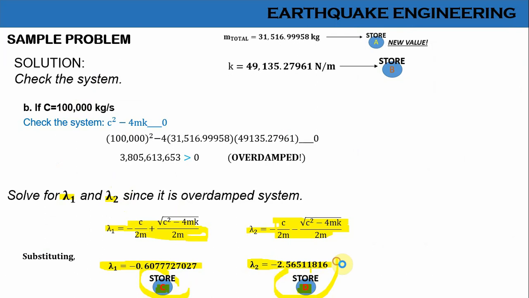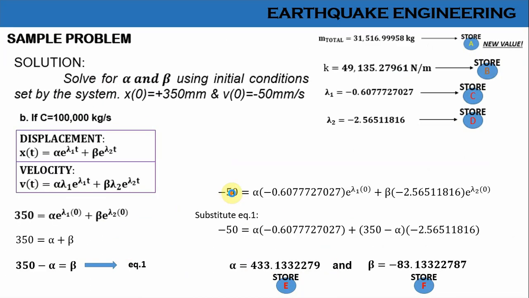Okay? Okay. So, we put them here. Take note. Okay. They are in C and D, lambda 1 and lambda 2 respectively. Now, we need to use the displacement and velocity functions. Those are the functions, right? To solve for our alpha and beta using initial conditions when t is equal to 0.